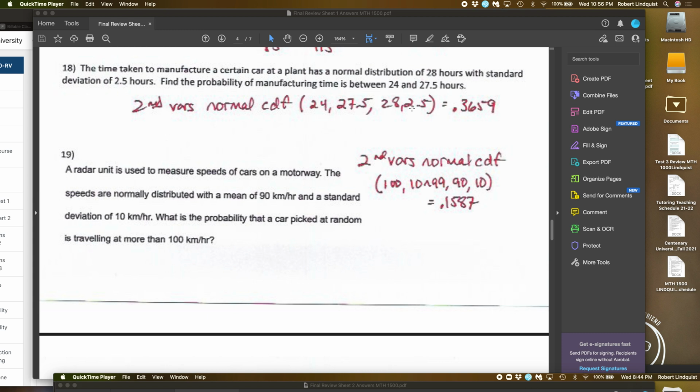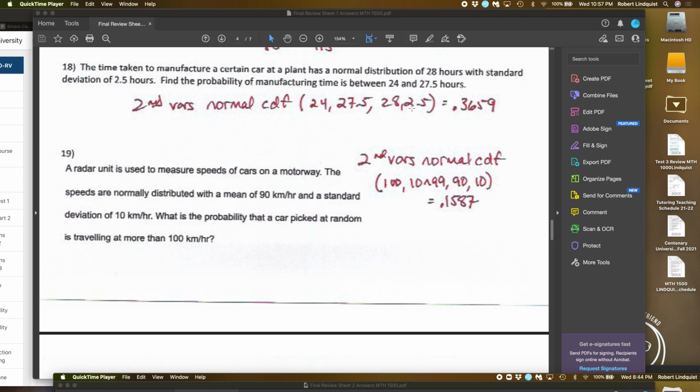And number 19, radar unit measuring speeds on a highway. The speeds are normally distributed with a mean of 90 and a standard deviation of 10. So, normally distributed, probability picking one at random, so we don't need to divide by the square root of the sample size. 2nd Vars is normal CDF again, because we're dealing with a normal curve. It tells you that with the words normally distributed. So, let's see, we want the lowest speed to be 100. However high after that, doesn't matter, 10 to the 99th. 90 is the mean, and 10 is the standard deviation. Crunch those numbers, 0.1587.